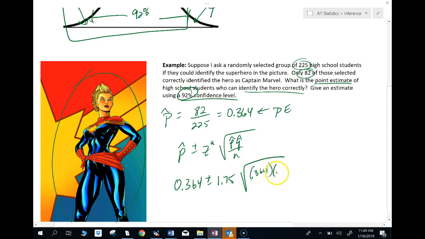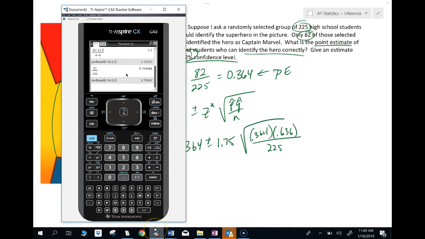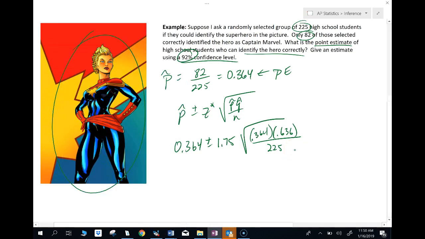0.364 times 0.636, I believe, over 225. Let me make sure that's right. 0.364 minus 1.236. Boom.